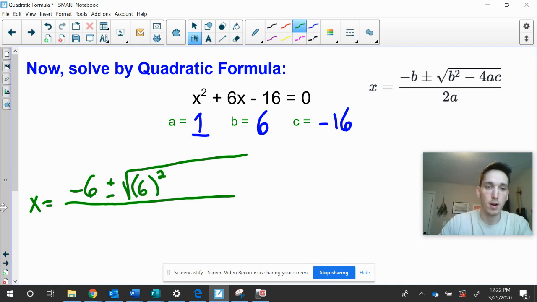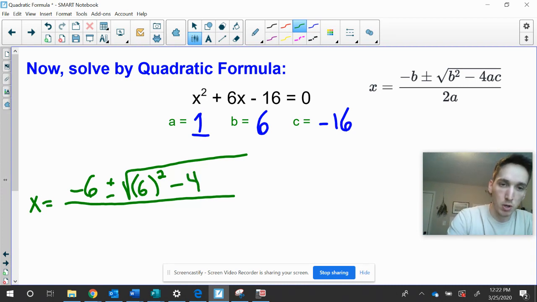Always put this part in parentheses, okay? Because when this is negative, if you don't put it in parentheses in the calculator, it's going to give you the wrong answer. So be mindful of that. We've talked about that though. So b squared minus 4. It's always going to be a 4 in there.